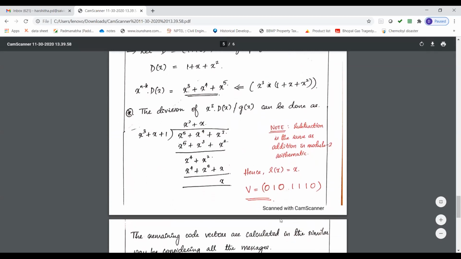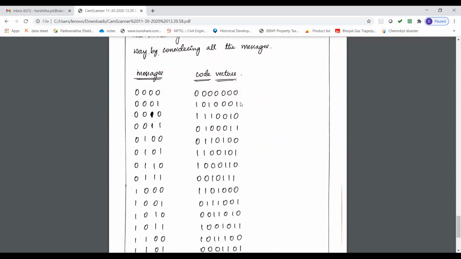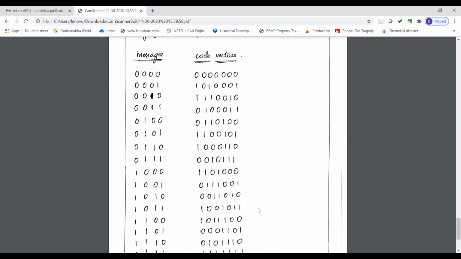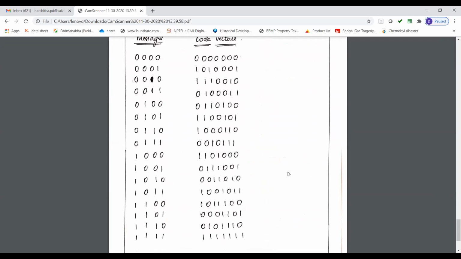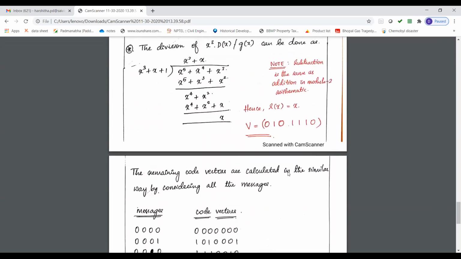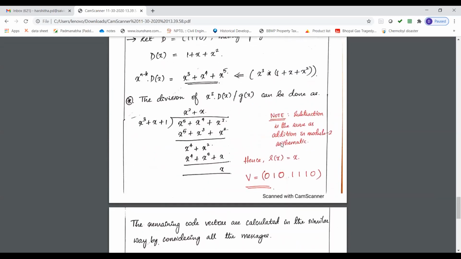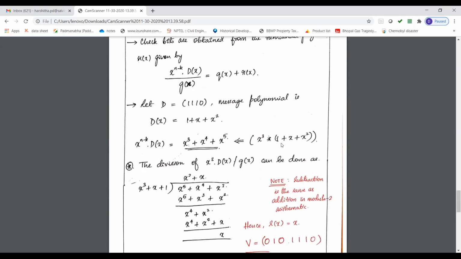So I want all of you to consider all these 16 messages and find out the code vectors for all the respective messages and cross verify whether you are getting these code words or not. In case of any difficulty in calculation or any doubts, you can always contact me. I'll clear them.